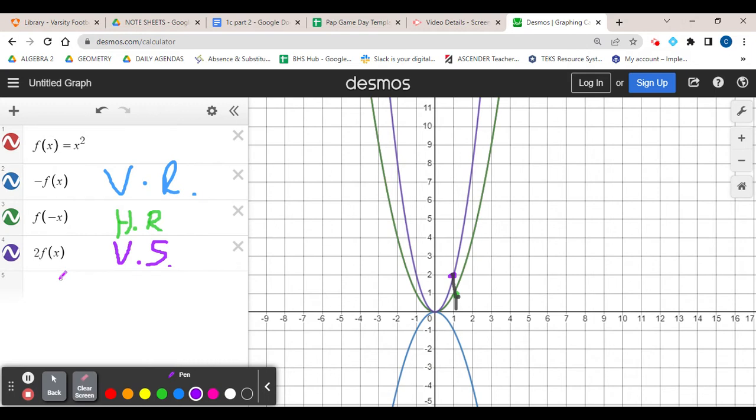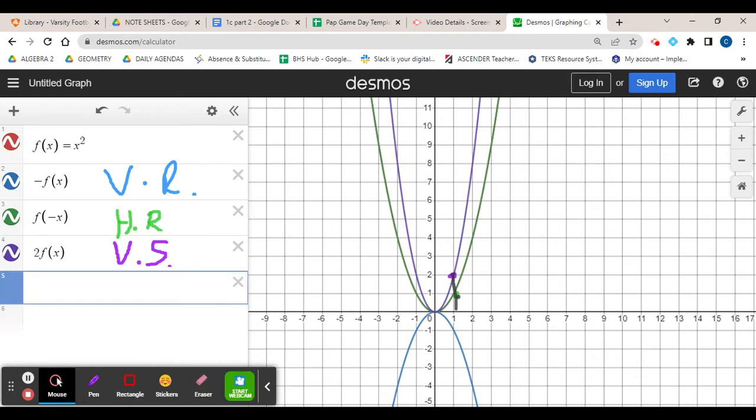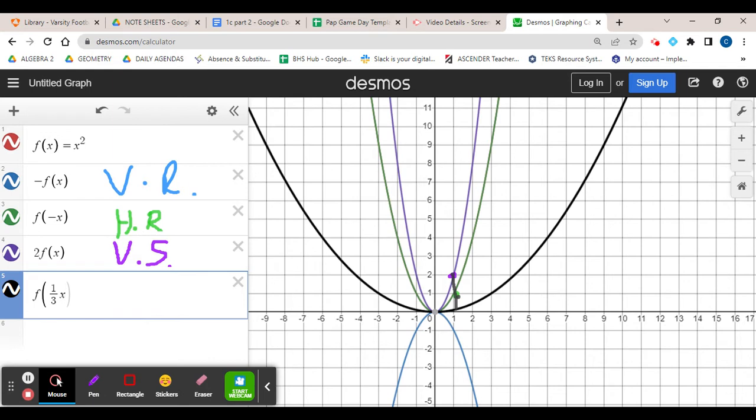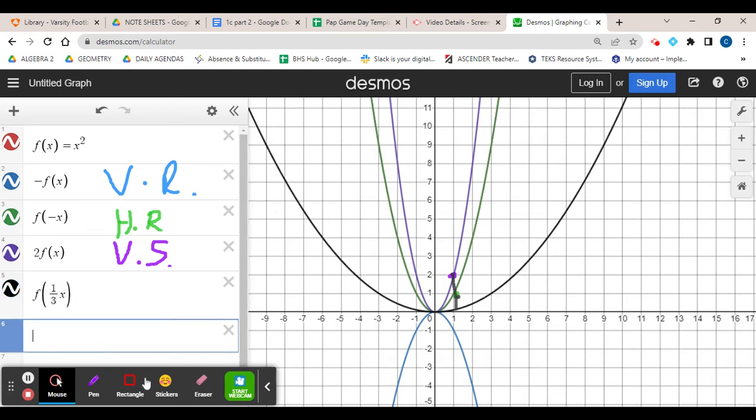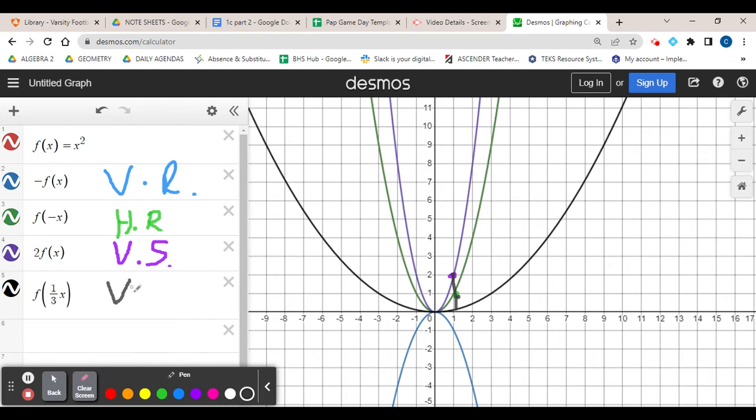If we wanted to vertically compress it, let's say we do a vertical compression by a factor of 1/3. Let's say we have 1/3 f of x. All right, so there's our vertical compression. Our green function is being shifted down, so that's a vertical compression.